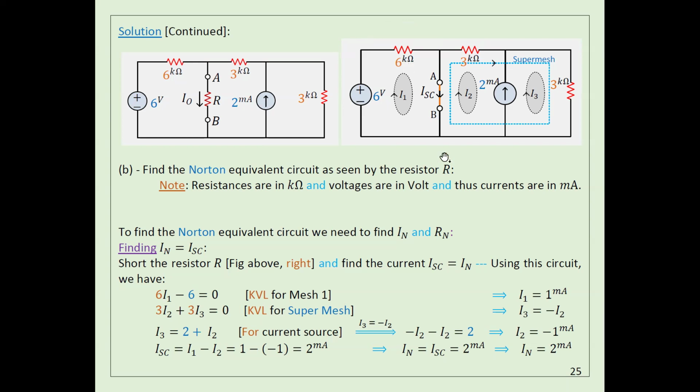Again, how I made it? The voltage here is 0. This is a short circuit, so this one also should be 0. This is 0, and this is 6 volts, so this should be 6 volts. 6 volts and 0, so it should be 6 minus 0 divided by 6.